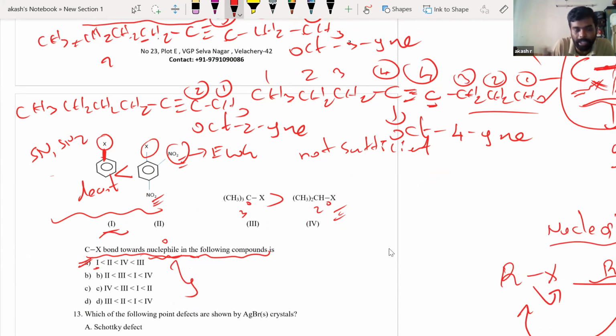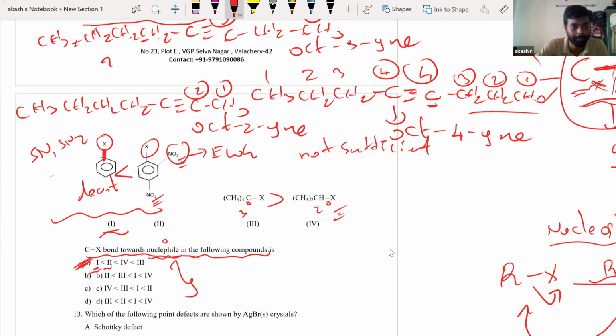Definitely 3 and 4 are more reactive. Among 3 and 4, which is more reactive is decided by SN1 or SN2, and that is not given in the question. But option A, if you check, has 1 as the least, then 2, and then 3 and 4 don't matter. We don't know about that, right? So I can blindly tell that A is the answer to this question.